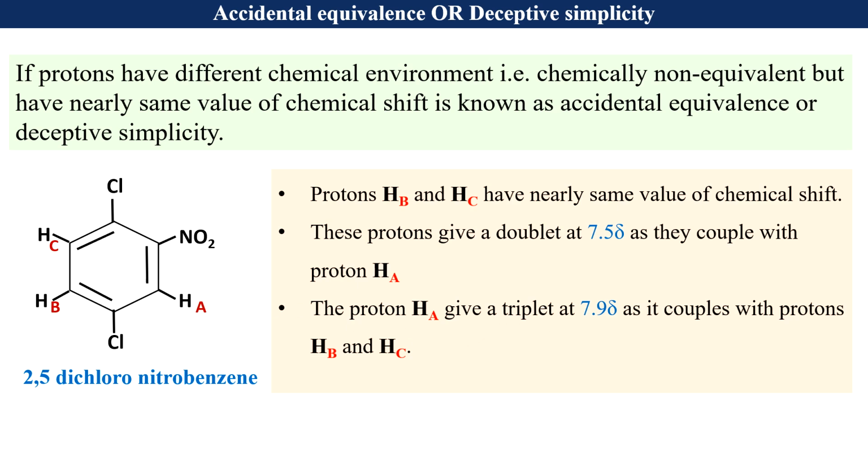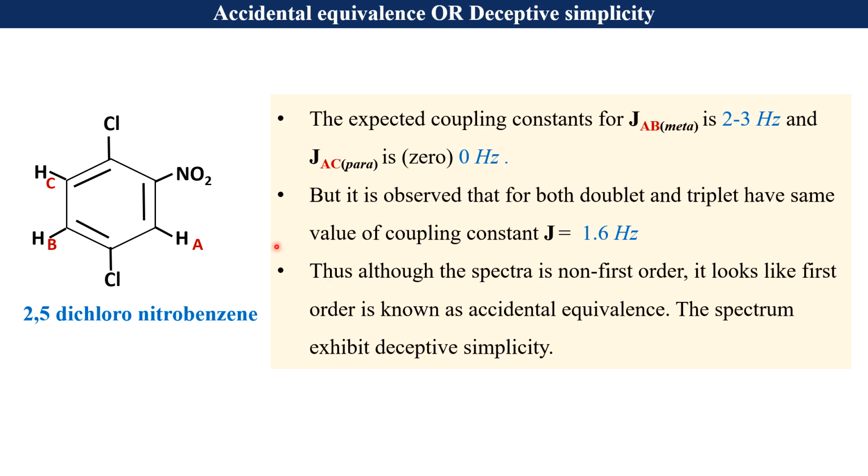Another important factor is the expected coupling constant. The coupling between Ha and Hb is the meta coupling, and that meta coupling should be between 2 to 3 Hz. Coupling between Ha and Hc is a para coupling. It should be nearly 0. But it is observed that for both the doublet and the triplet, the coupling constant is 1.6 Hz. That is, the coupling of Ha with Hb or Hc with Ha is 1.6 Hz.